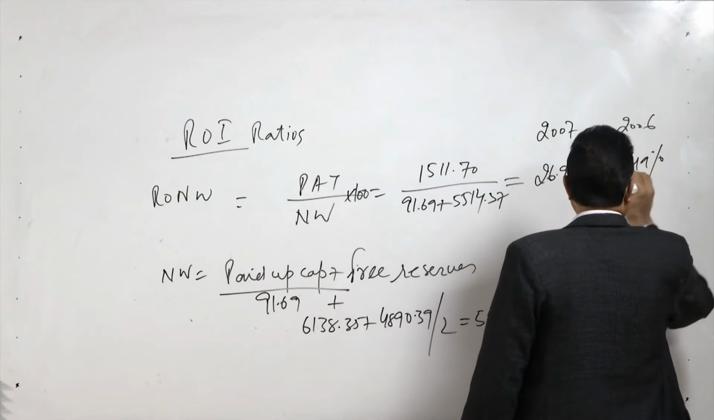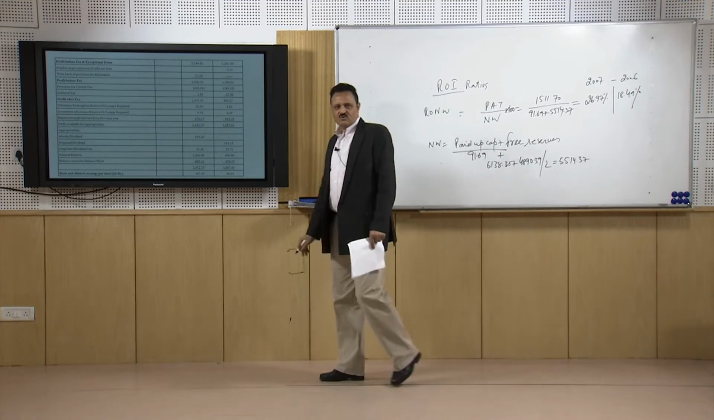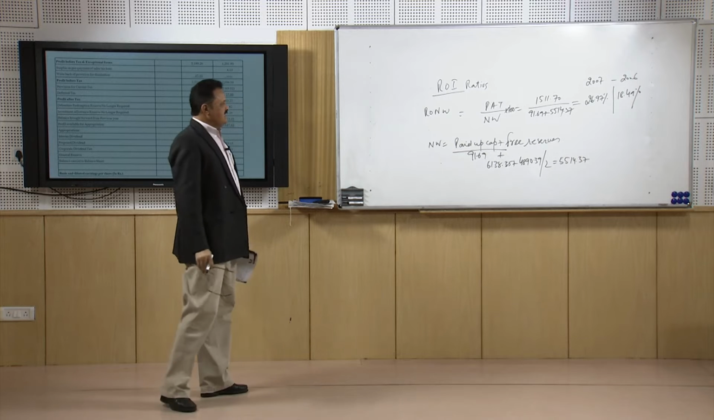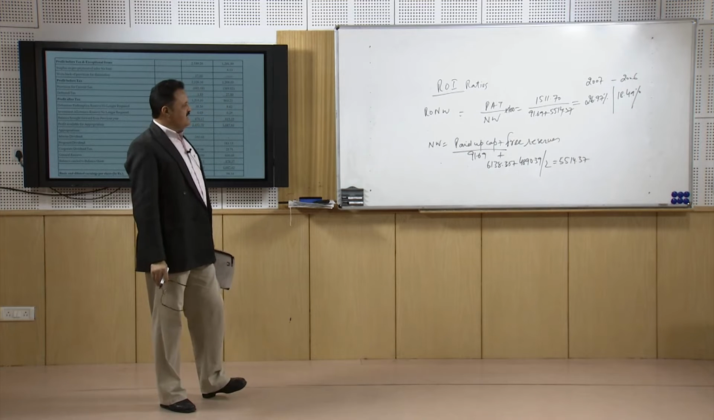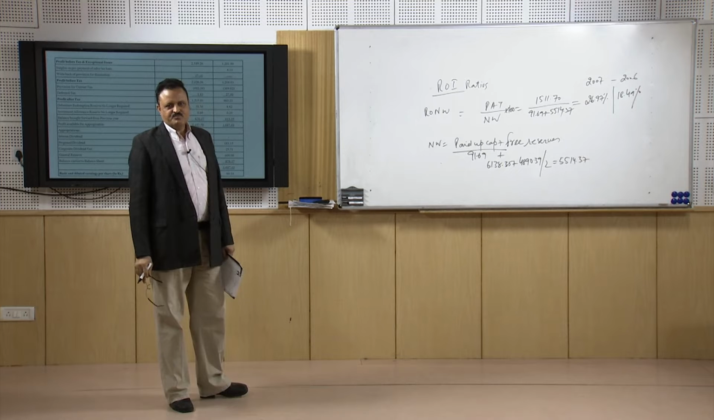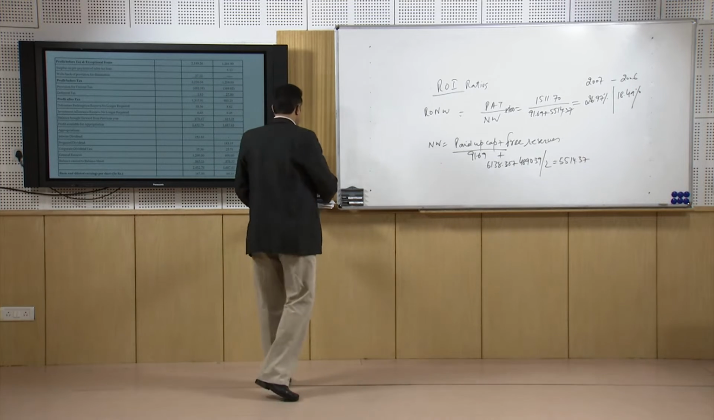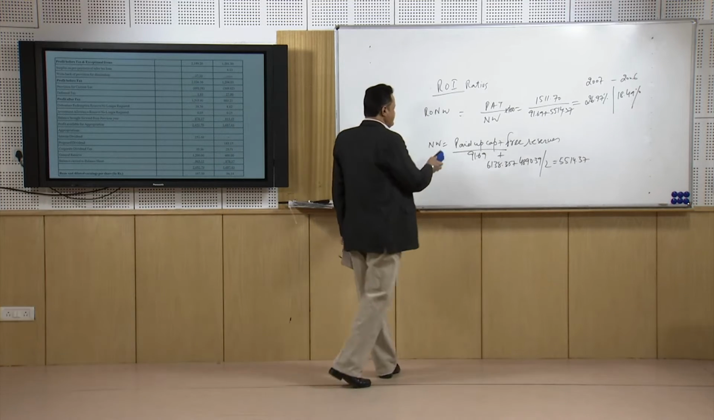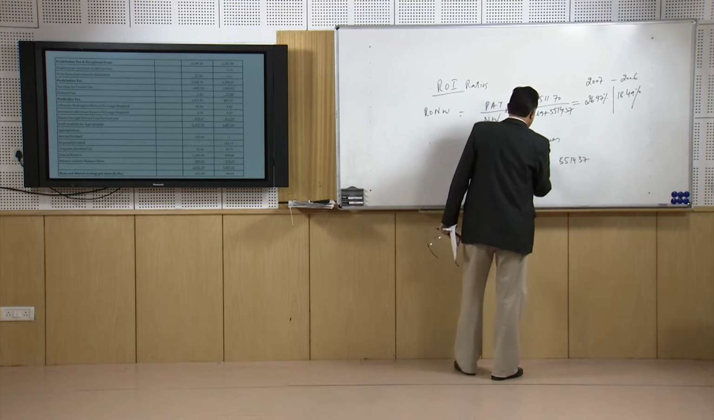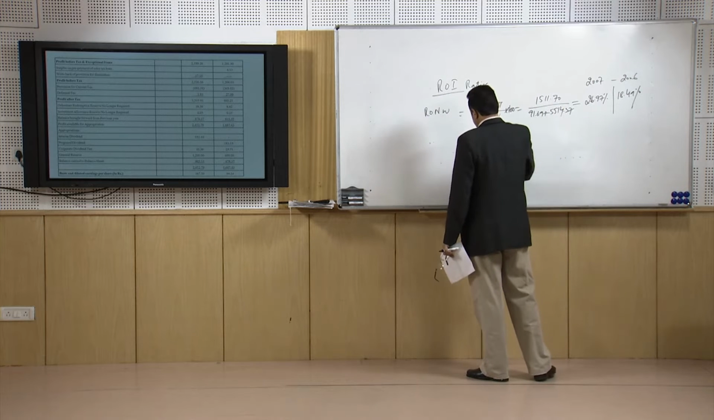So these are the two return on net worth ratios. One is 26.97% and the second, the previous year's ratio, is 18.49%. It shows that there is an increase in the return on net worth as compared to the previous year. Current year the net worth has gone up. How much it has gone up? We will analyze it after we calculate all the three ratios.